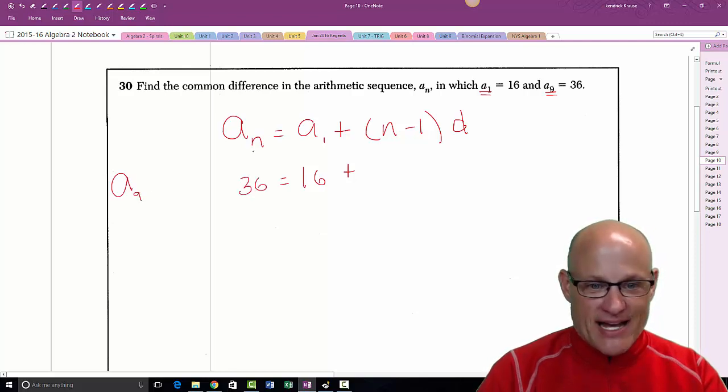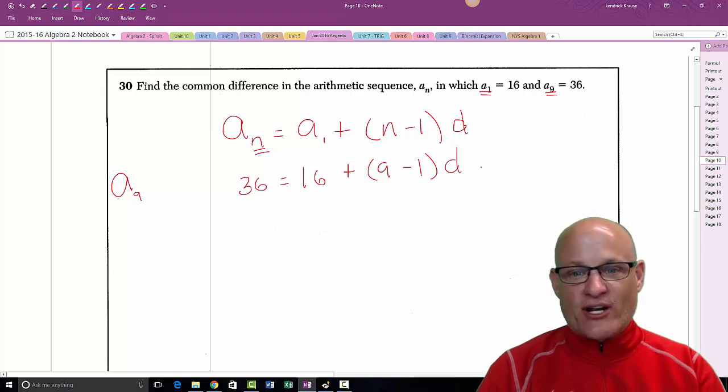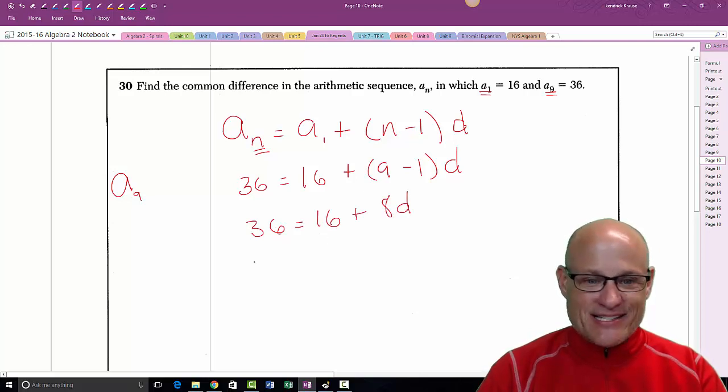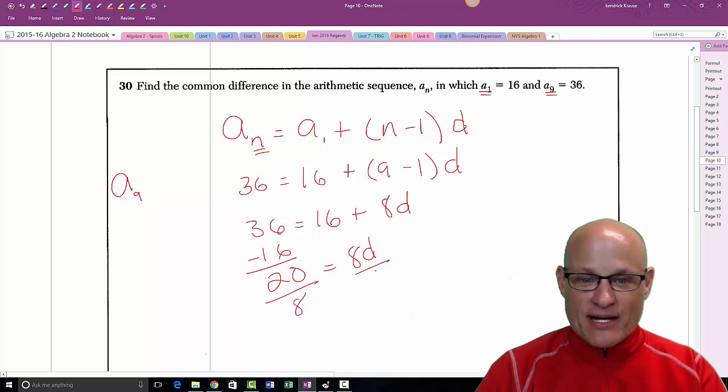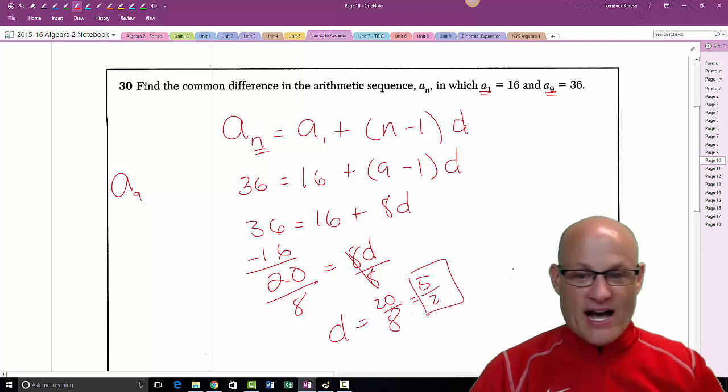So 36, but 9 is n. So I'm going to say, okay, 9 minus 1 times d. So this is the equation I need to solve. 36 is equal to 16 plus 8d. Subtract 16, and I get 20 is equal to 8d. Divide by 8, and I get d equals 20 over 8, which is equal to, let's see, 4 goes in there, 5 halves. So the answer is 5 halves.